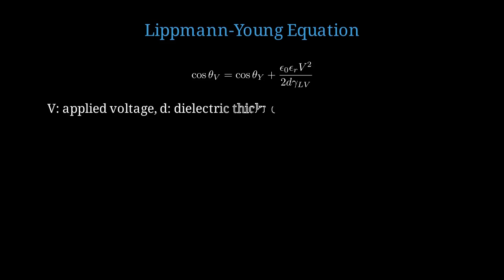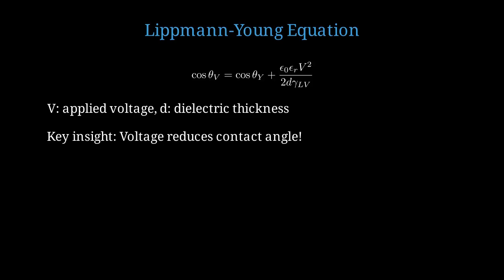Here, V is the applied voltage, D is the thickness of the dielectric layer, epsilon 0 is the permittivity of free space, and epsilon R is the relative permittivity of the dielectric. The key insight is that applying voltage always reduces the contact angle, making the surface more hydrophilic. The effect goes as V squared, so polarity doesn't matter.